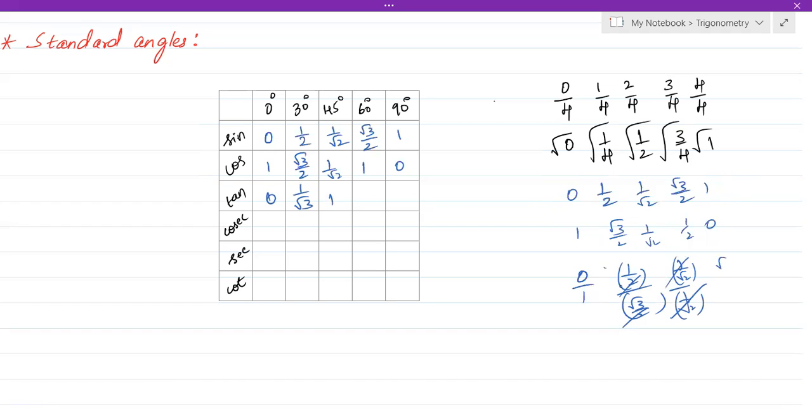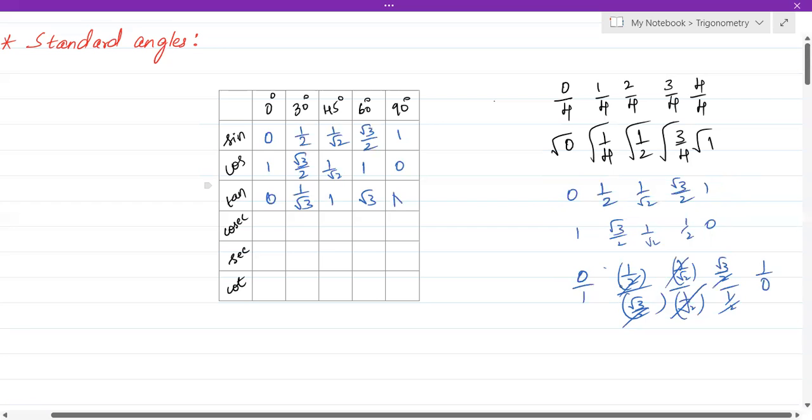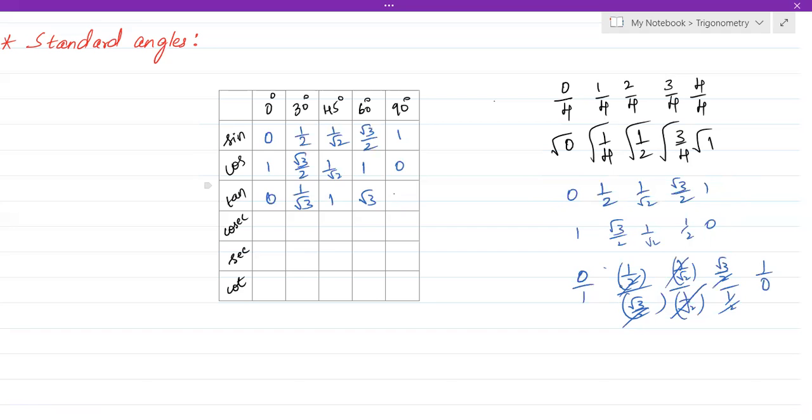So next value, root 3 by 2 divided by 1 by 2. 2 gets cancelled. We are left with root 3 by 1, which is root 3 itself. The last value, 1 by 0. Remember, you cannot divide anything by 0. So you should not have 0 in the denominator. Therefore, if you have 0 in the denominator, it is not defined. So you can either write it as infinity or as not defined, ND. Let's write it as infinity itself. The symbol is infinity.